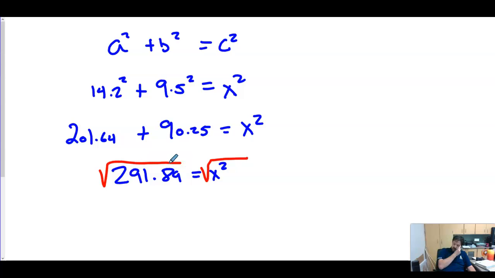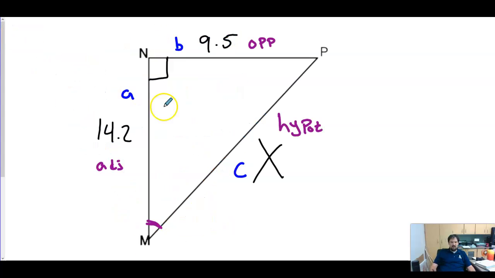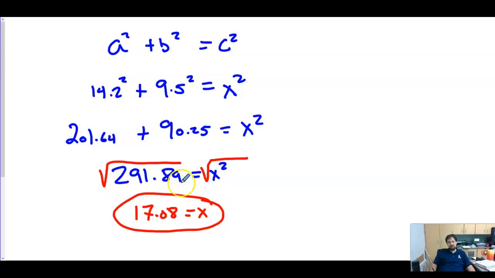So I'm going to take that 291.89. Let's go ahead and hit the square root button, and I get 17.08 is my missing side. And that's always got to be the longest side. Hypotenuse is always the long side. So let's take a look. Does that make sense? Is 17.08 bigger than those two? Yes, it is. So that is my hypotenuse right there. Okay?